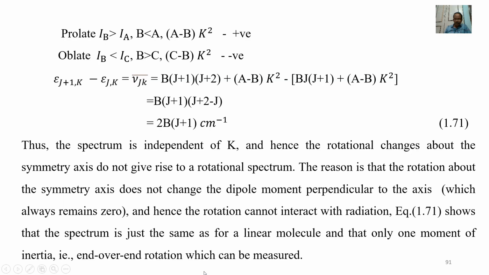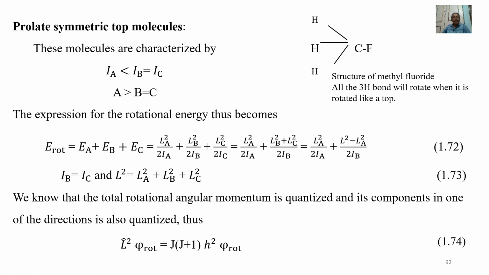Prolate symmetric top molecules are characterized by IA less than IB, which is equal to IC, and another condition is A greater than B, which is equal to C. And this is the structure of methyl fluoride. All the three H bonds will rotate about the axis when it is rotated like a top. The expression for the rotational energy is given by E rotation, which is equal to EA plus EB plus EC, which are given by this expression.